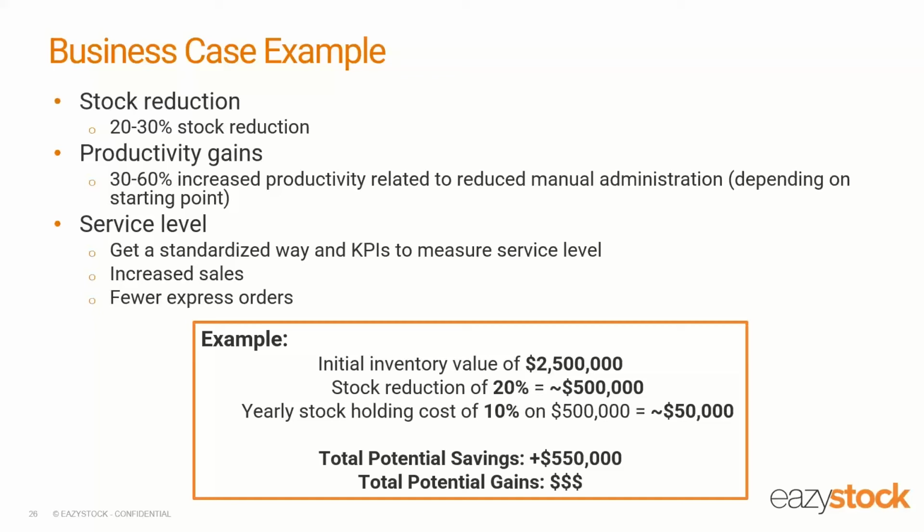Something that is an immediate benefit with EazyStock, and a lot of the feedback that we get, is that it reduces a lot of this manual work. Of course, that's the point. We're trying to automate these processes and free up some of that time for people to spend on more strategic decisions. In terms of the service level, we give you a standardized way and KPIs to measure the service level, increase the sales, and you would have fewer express orders as well.